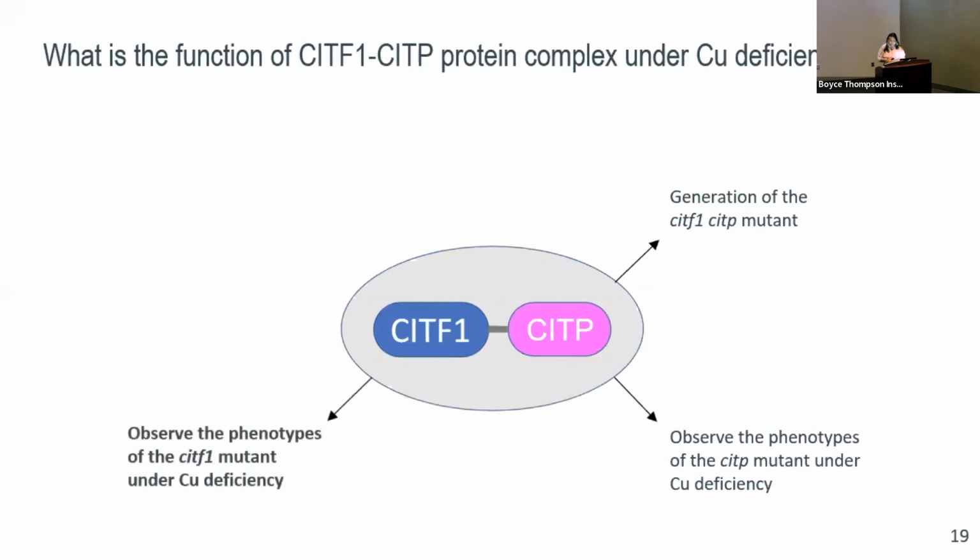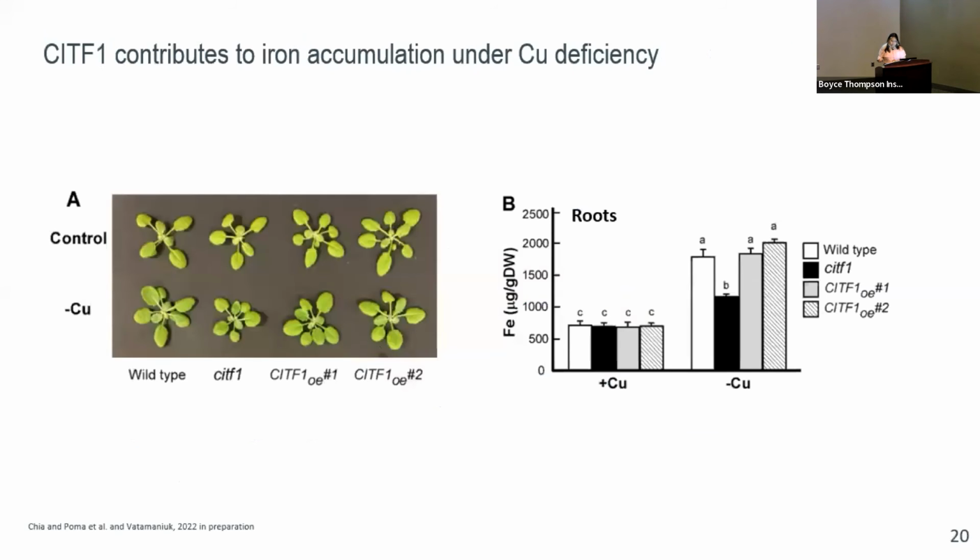Our next attempt is to observe the phenotypes of the CYF1 mutant under copper deficiency, which will hopefully tell us if CYF1 impacts any of the iron homeostasis molecular processes. We begin by observing the phenotypes of the CYF1 mutant under copper deficiency, and you can see that CYF1 does not have as strong of a phenotype as the CITP mutant did in the previous slide, but it manages to do just fine in our control.